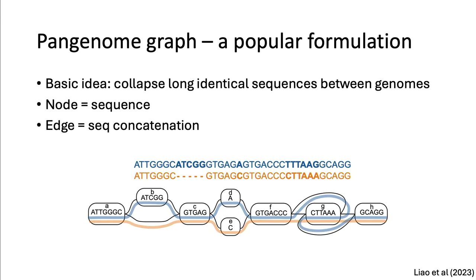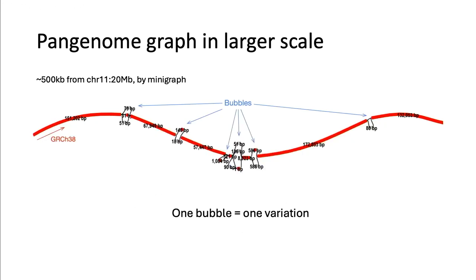And in this graph, a node is a sequence, and the edge indicates concatenation between the two strings. And if you color them, you can see you can recover both genomes from this graph. And this is what it looks like at a larger scale. This is a real assembly graph. If you ignore the small variants, you will get it like this.